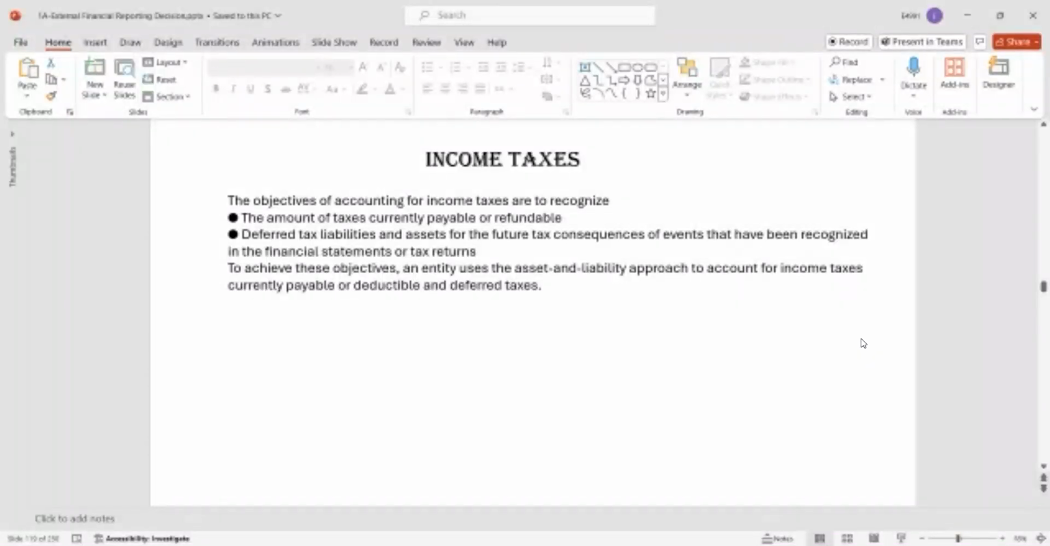Income taxes. The objectives of accounting for income taxes are to recognize the amount of taxes currently payable or refundable, deferred tax liabilities and assets for the future tax consequences of events that have been recognized in the financial statements or tax returns. To achieve these objectives, an entity uses the asset and liability approach to account for income taxes currently payable or deductible and deferred taxes.